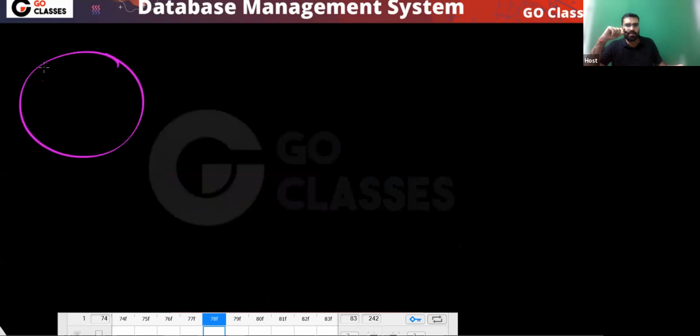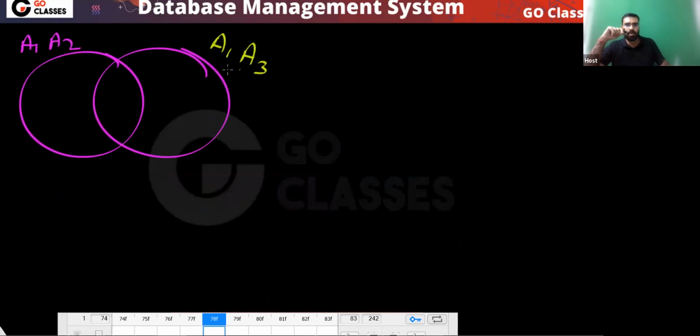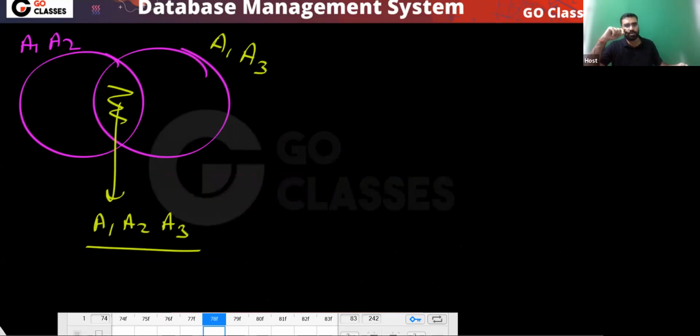Because remember, here you have A1, A2, and here you have A1, A3. So what will the common part be? The common part will be A1, A2, A3. So that is the reason.